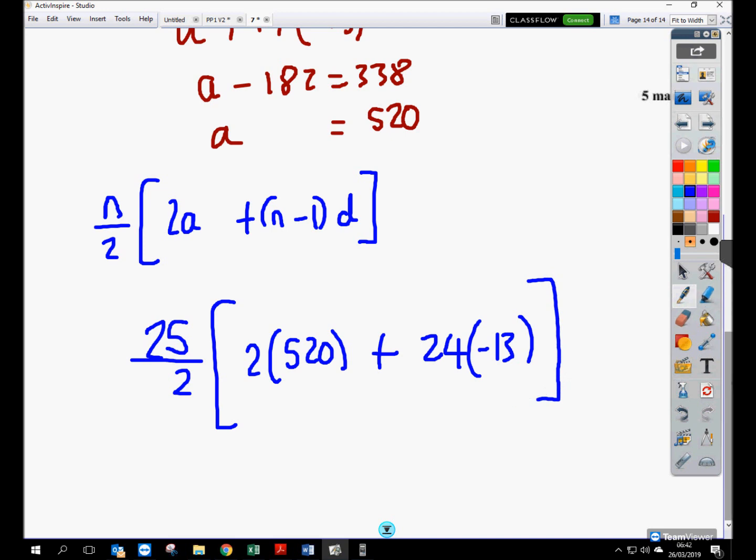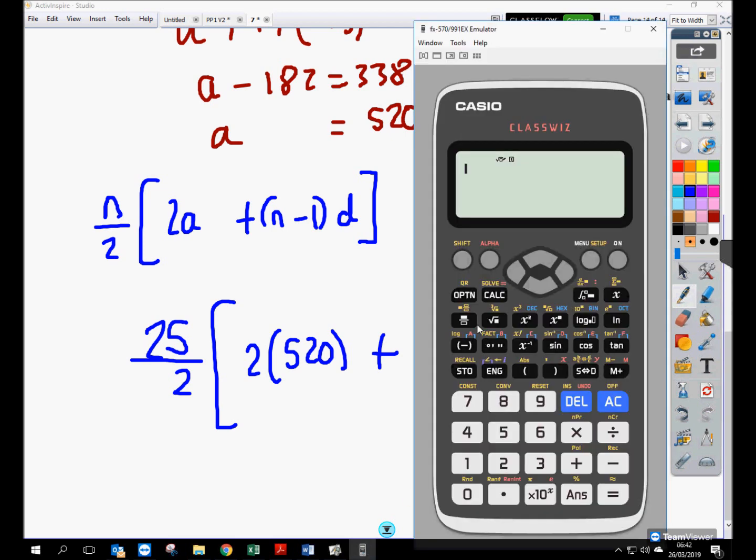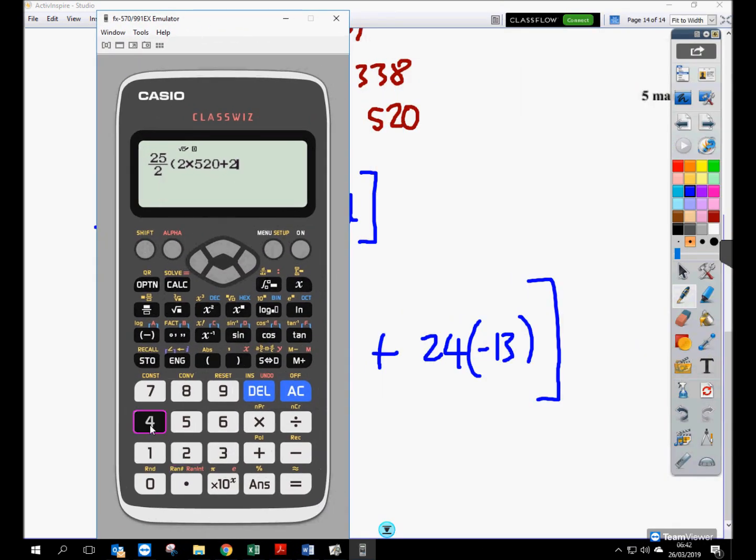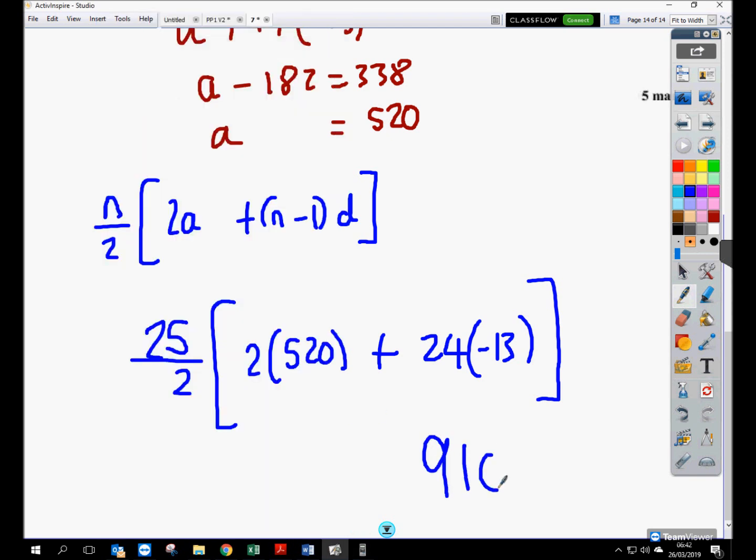Okay, we just need to type this in the calculator now. So we have 25 over 2, open brackets, 2 times 520, plus 24 times negative 13. Gives us the final answer then of 9,100.